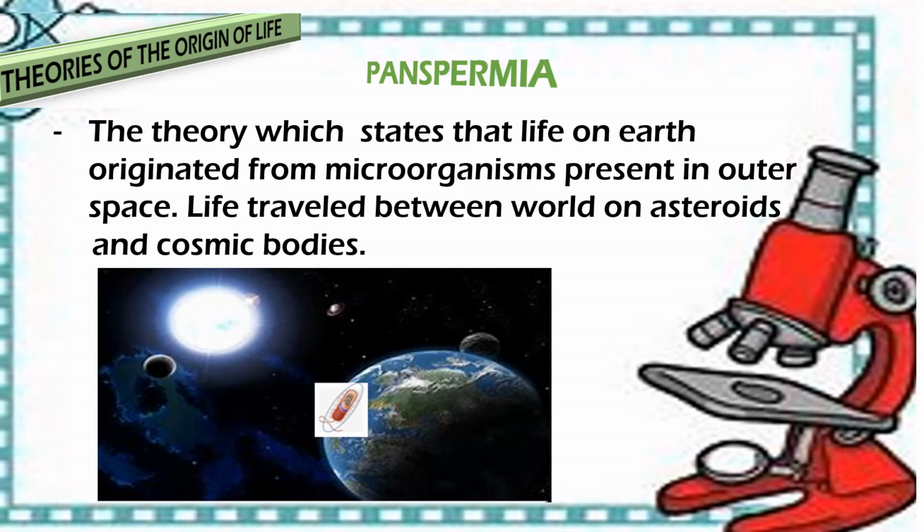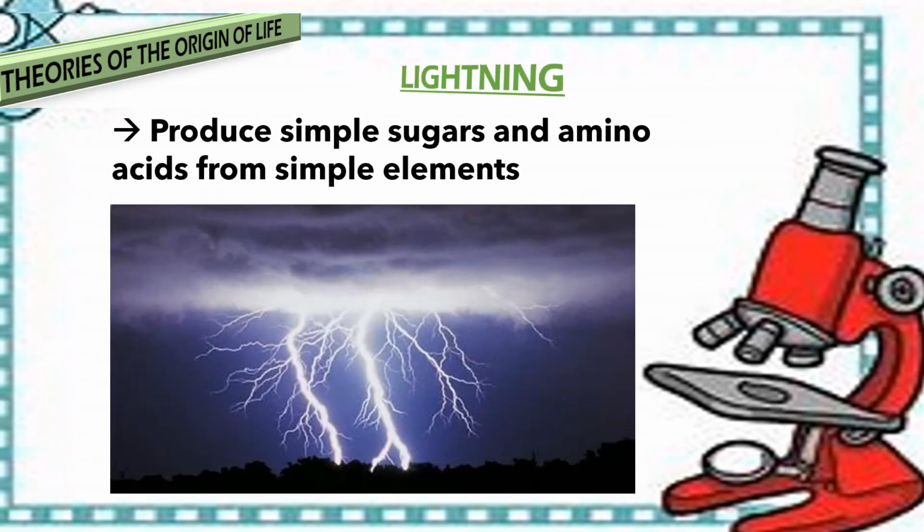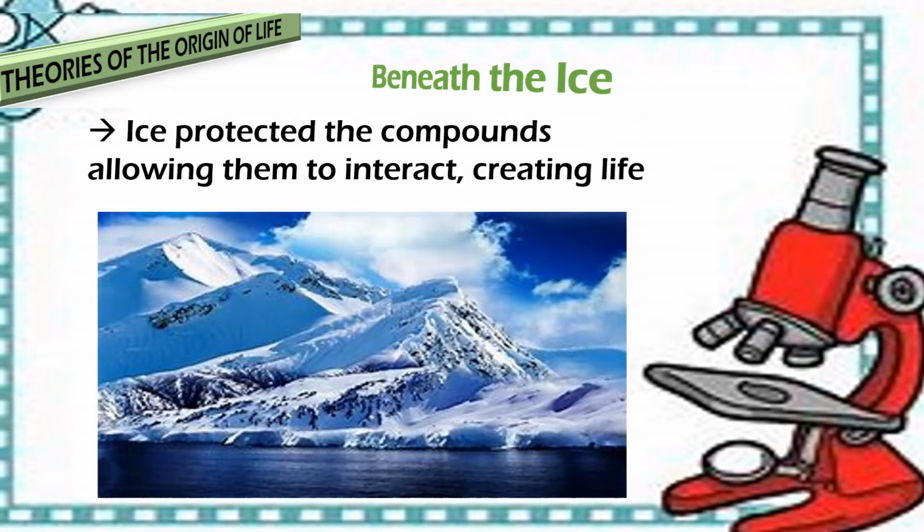So what do you think? Do these different theories or events differentiate spontaneous generation from panspermia? Okay. So now we have the lightning. It is said that lightning produced simple sugars and amino acids from simple elements. Then life starts. Now, another one, beneath the ice. Ice protected the compounds, allowing them to interact, and then it created life. See?